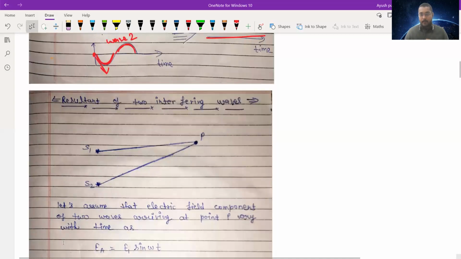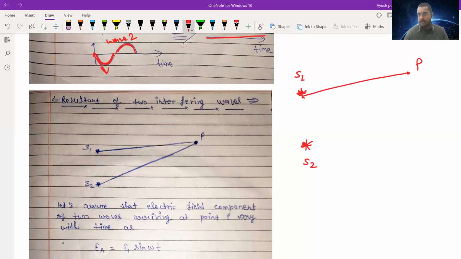Now let's understand the mathematics, the mathematical formulas and equations. Let's say we have taken two source points, one source here and another source here. These two sources are generating light waves. Let's say this is a point P, and these light waves are interfering at this point P.